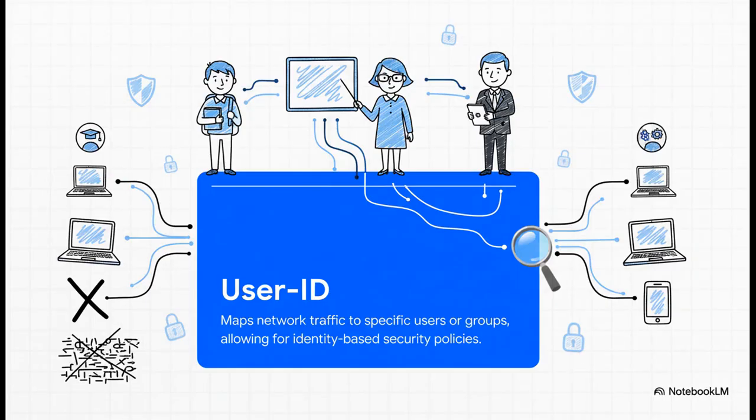Next up is user ID, and honestly, this is a total game changer. Instead of writing rules based on cryptic IP addresses that are changing all the time, you can now write policies for people.